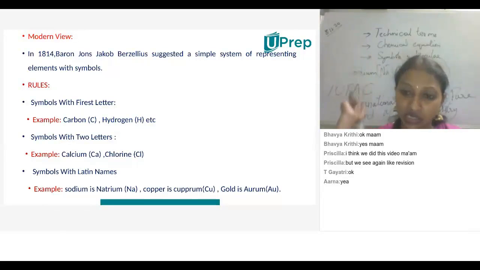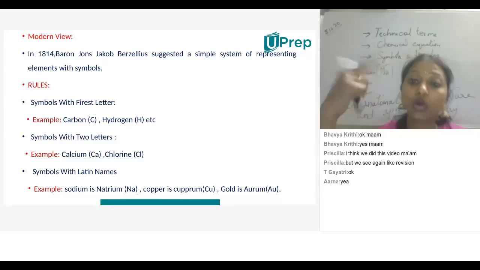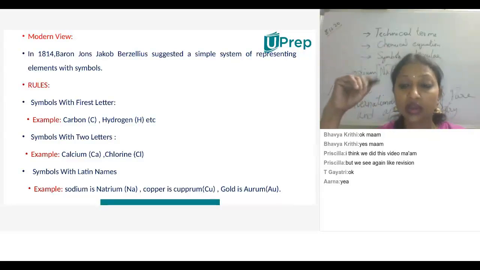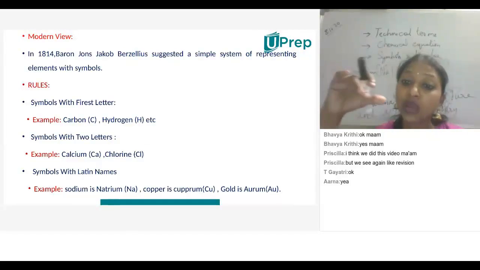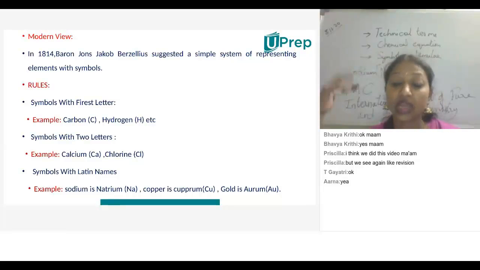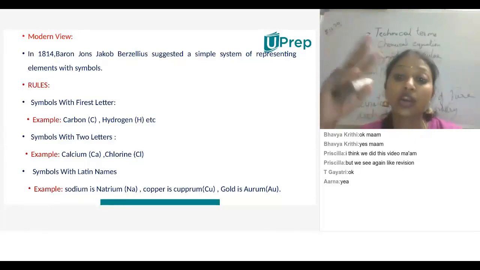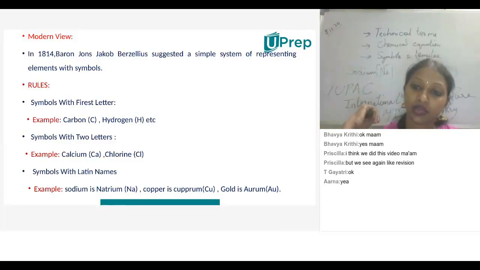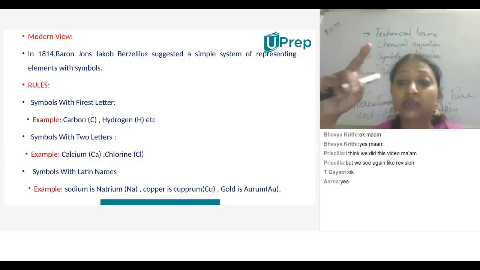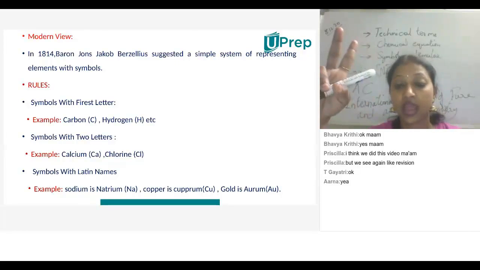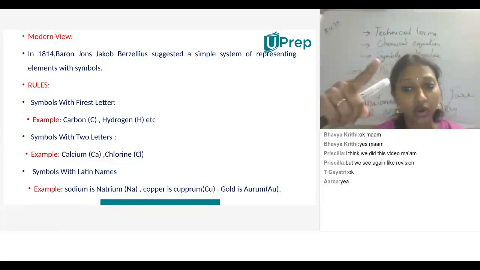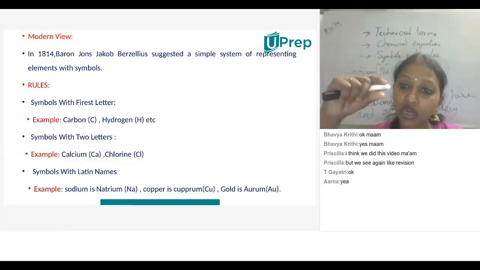And he has given one more rule: if most of the elements start with the same first letter, then he gave prominence to the second letter or the third letter. So by giving the prominence, he has given the symbol with two letters. And how to represent it? The first letter should always be a capital letter, and the second letter should always be a small letter.